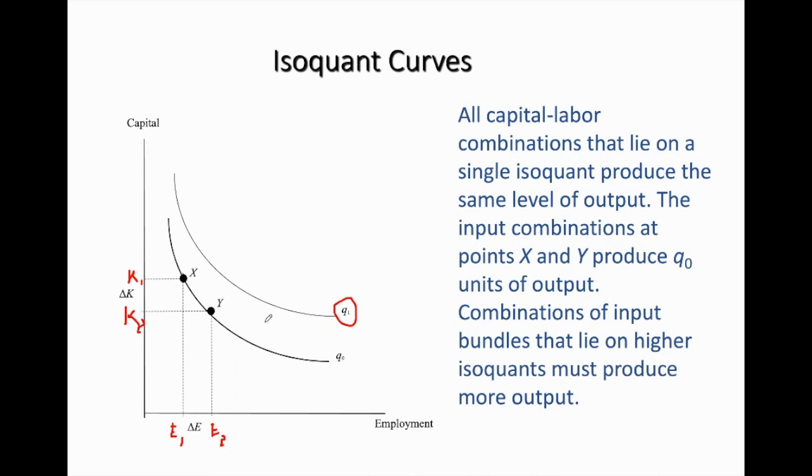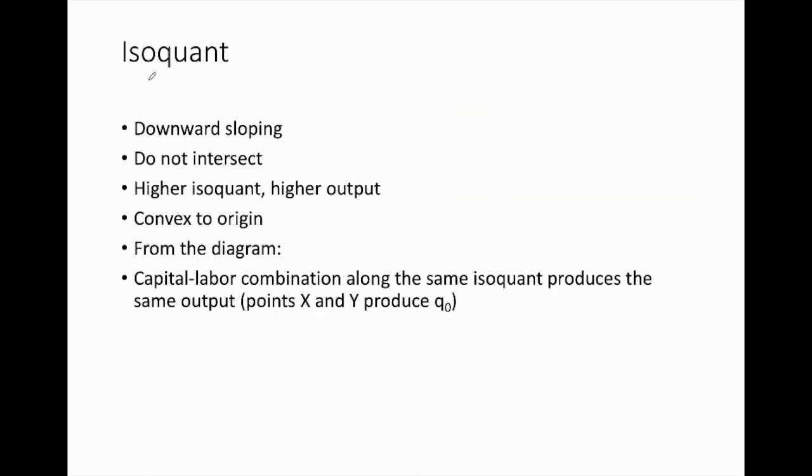Quite similar to the indifference curve. These are some properties of isoquants. It is a downward sloping curve. Isoquants do not intersect. Higher isoquants mean a higher level of output. The shape of the isoquant curve is convex to the origin. Therefore, from the diagram, we learn that the capital-labor combinations along the same isoquant produce the same level of output. You can refer to point X and point Y as indicated earlier.